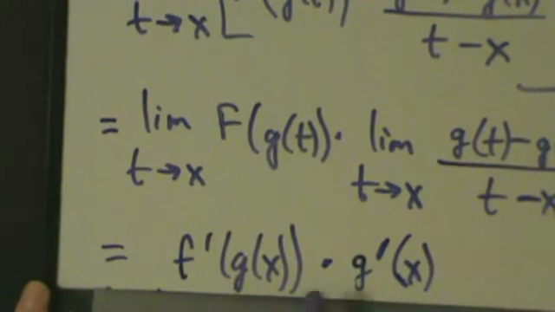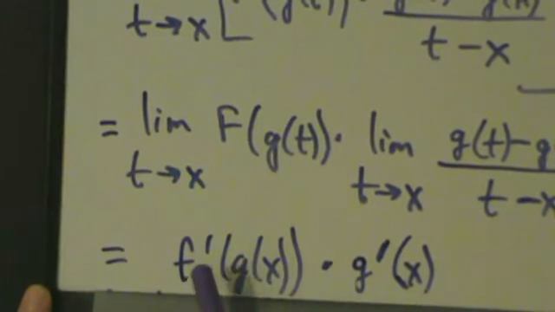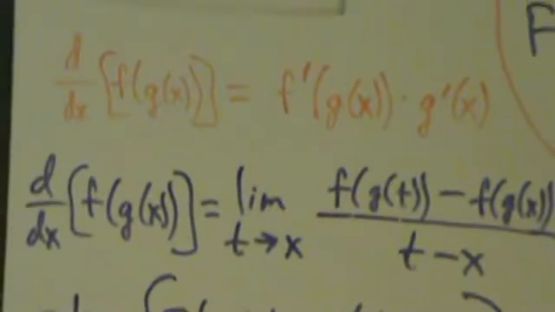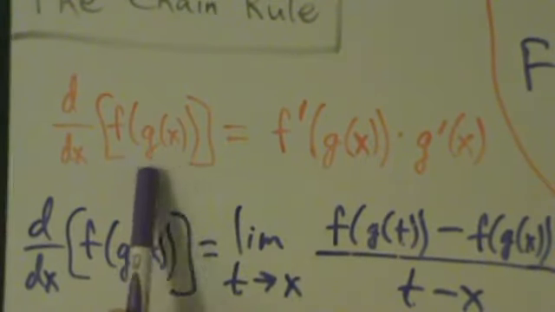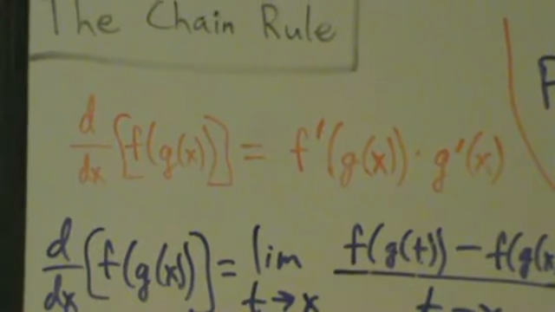F prime of g of x times g prime of x, or in other words, the derivative of the big guy evaluated at the little guy times the derivative of the little guy. And that's pretty much where this formula comes from for the derivative of a composition function. And that's the proof of the chain rule.